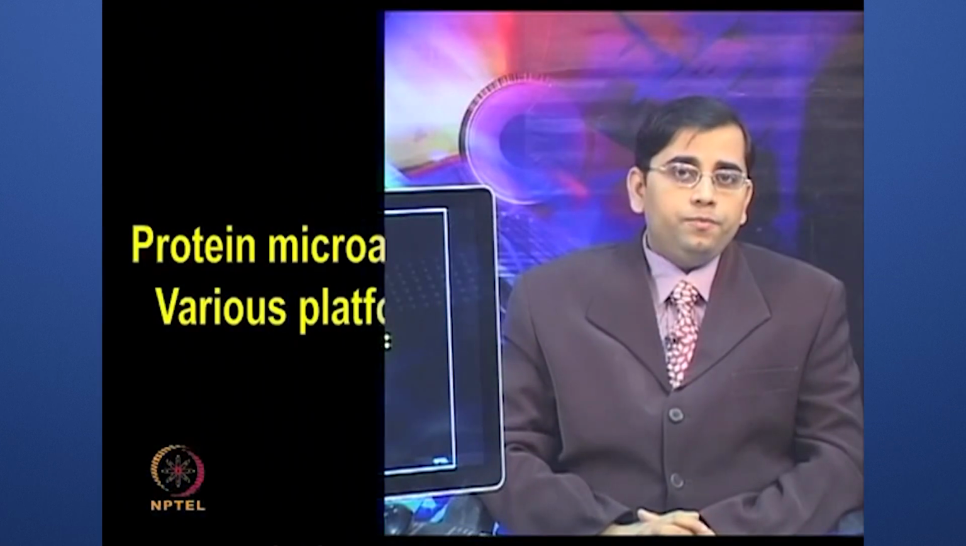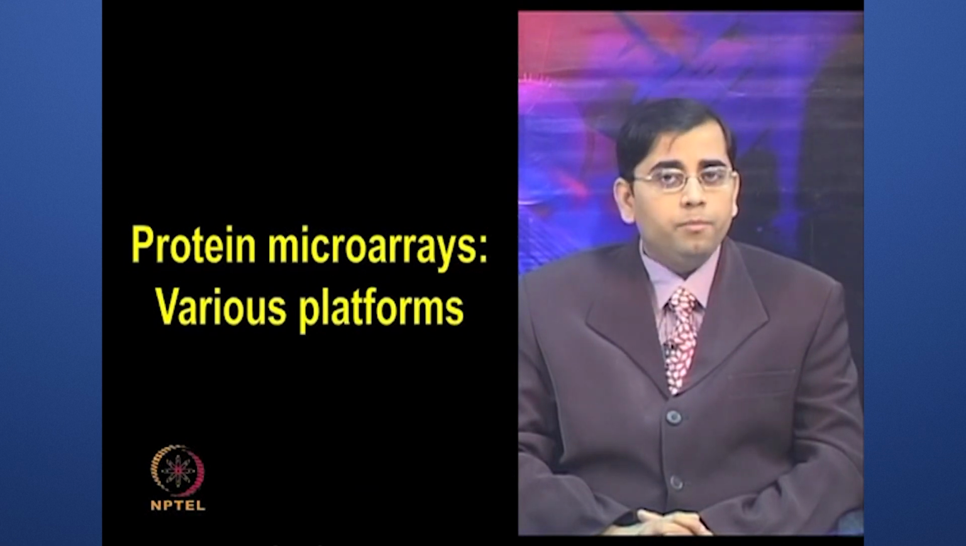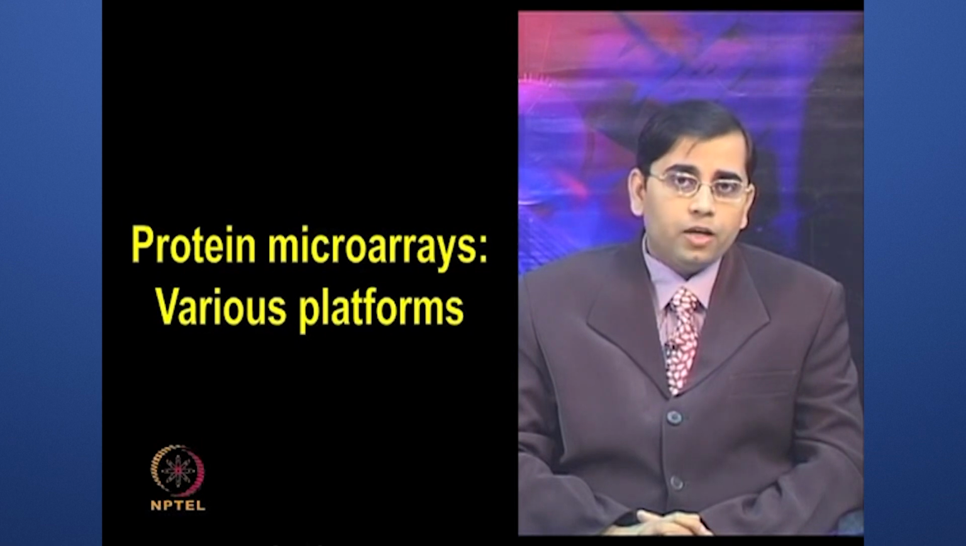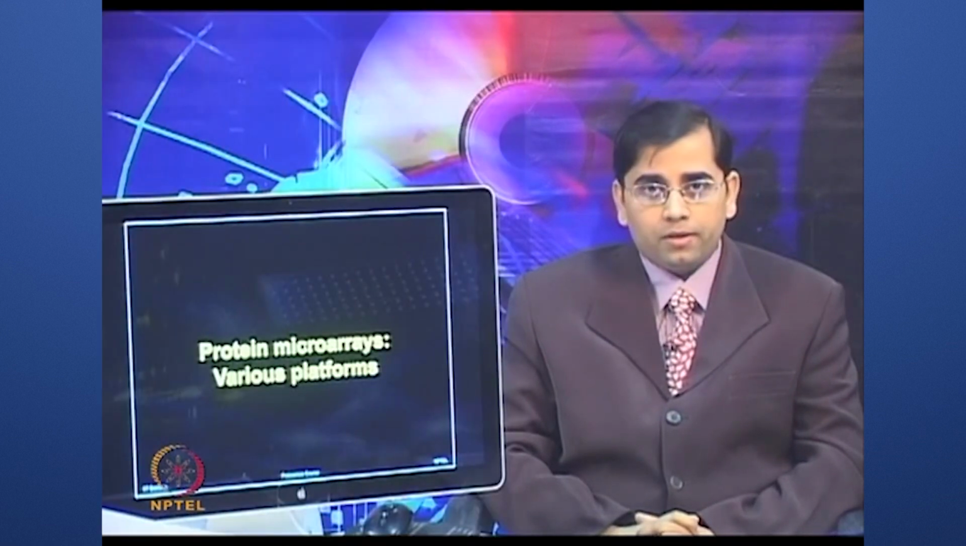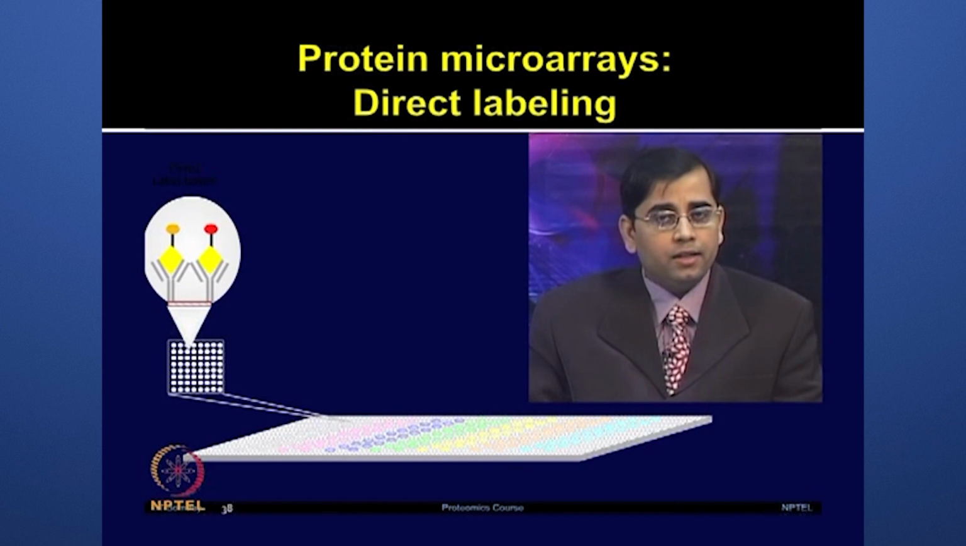So, the different types of platforms which are available for studying proteins by using protein microarrays. Let us have a quick look at some of these available platforms. So, antibodies have been used to print on the chip surface for various proteomic applications in various types of orientation. The one shown here shows the direct labeling, where the target proteins are labeled with fluorescence or other tag, which allows detection after it is captured by the antibody immobilized on the array surface.